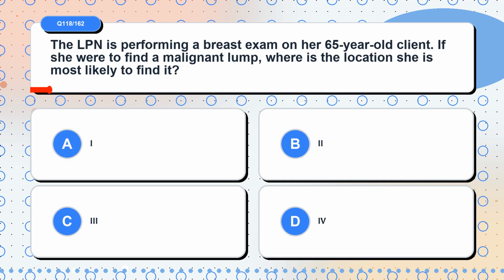Question 118. The LPN is performing a breast exam on her 65-year-old client. If she were to find a malignant lump, where is the location she is most likely to find it? Here are the options. Option A: I. Option B: Roman 2. Option C: Roman 3. Option D: Roman 4.